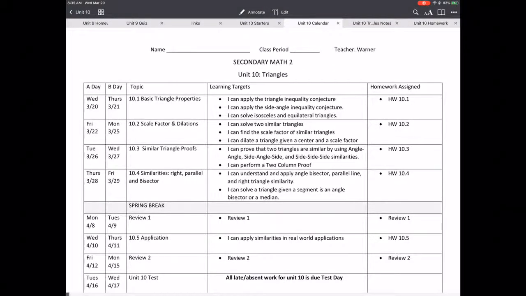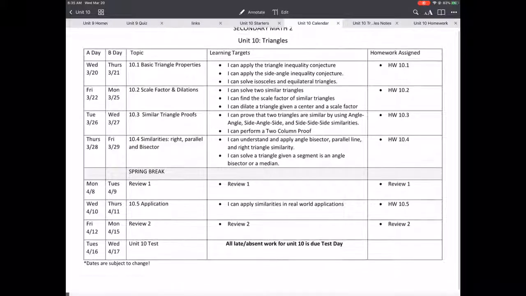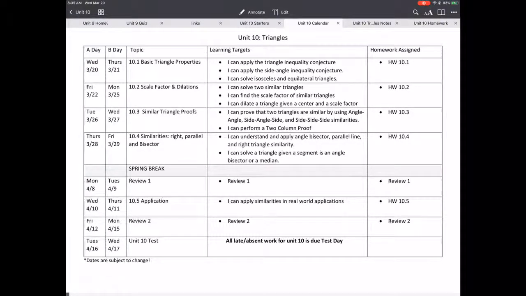Welcome to Unit 10. So we're doing triangles, and as you can see looking at this calendar, we have a lot of stuff to cover. We have 5 lessons, and we are also going to do 2 reviews. Things may be moved around. I'm not sure exactly what I want to do. It depends on how you guys are feeling. We may put the first review earlier, before spring break or after.